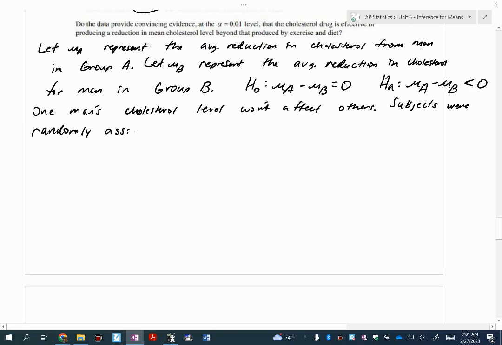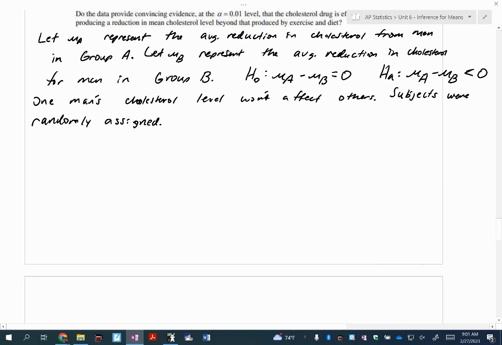It's not really that important to do the 10% condition here, just because we're talking about getting men that would fit into this category. If you did it, you would obviously be able to find more than 100 men that fall into this category of being middle-aged with high cholesterol. So that's not an issue.